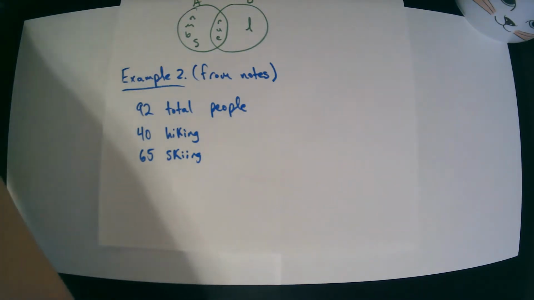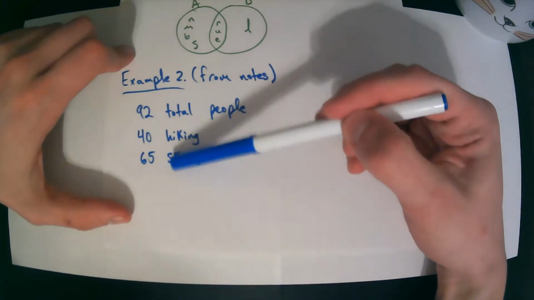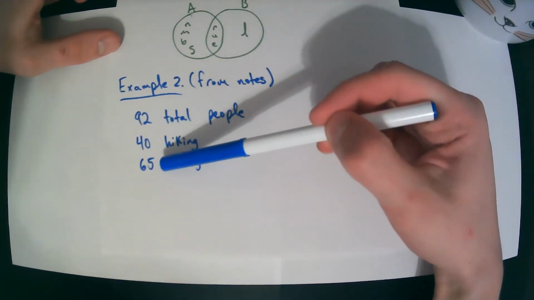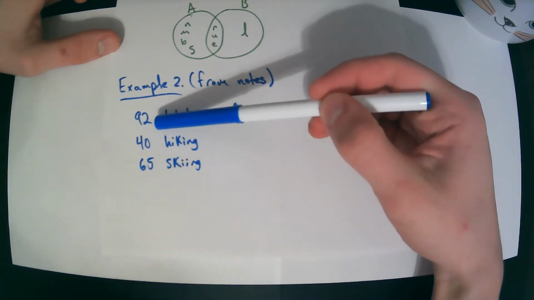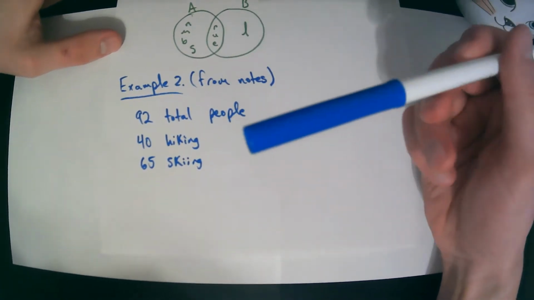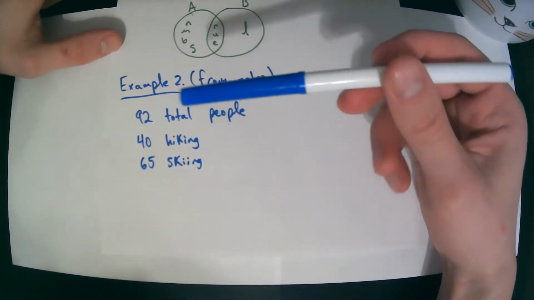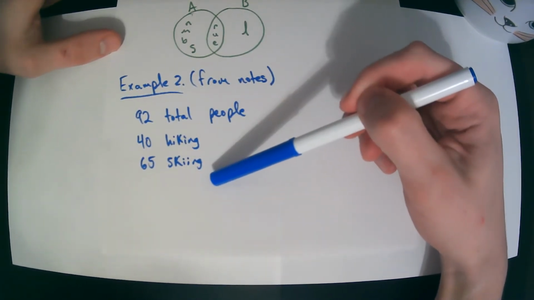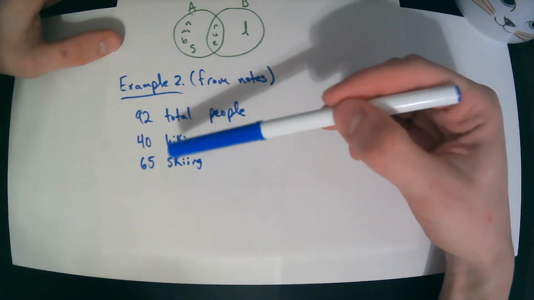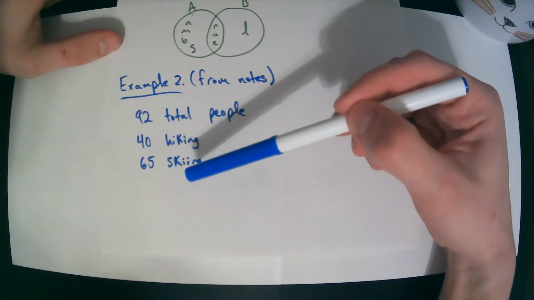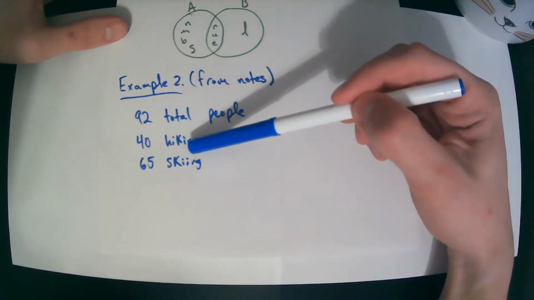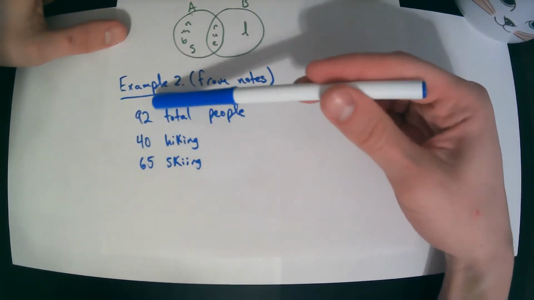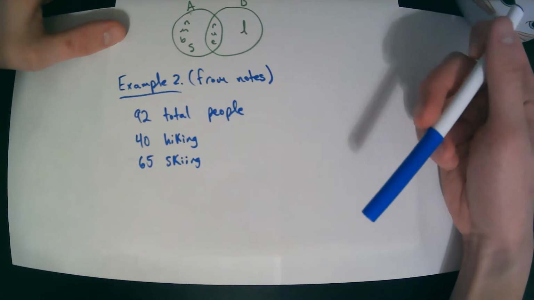Now, the first thing you may ask is, how in the world could there only be 92 total people? Because 40 plus 65 is more than 92. And the answer is that some people must have done both activities, right? Some people must be counted twice here. Some people must have hiked and gone skiing. That's how these two could possibly add to be more than 92.